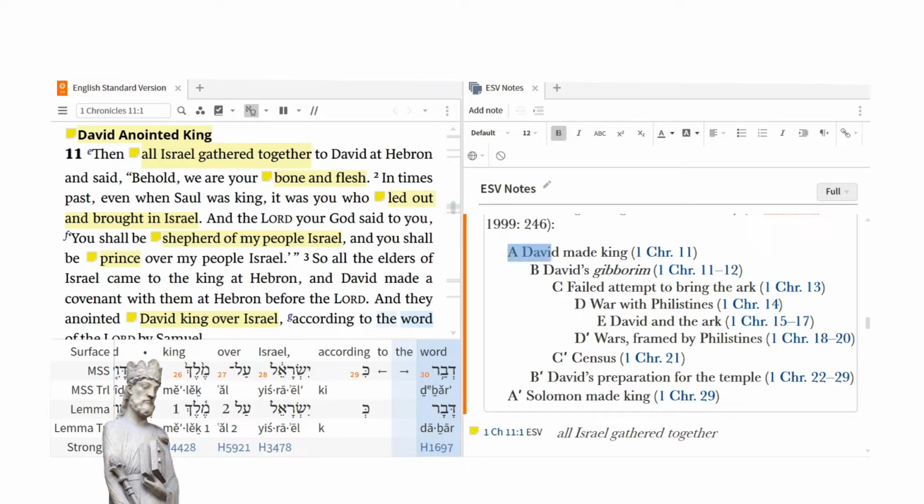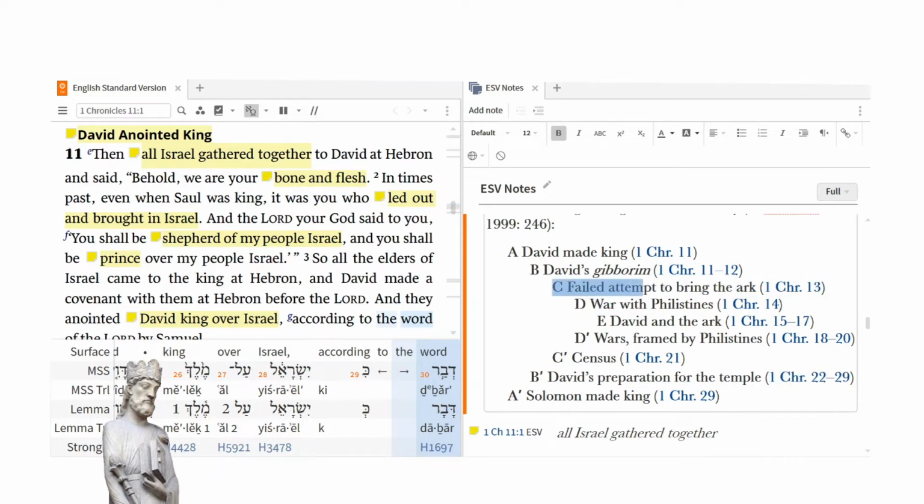So here in A, we have David being made king in chapter 11, and that's mirrored by A prime when Solomon is made king in chapter 29. In B, we have David's Gibborim, his mighty men. These are the people that are going to defect over to David, essentially, in chapters 11 and 12. And B prime, we have David's preparation for the temple. And I don't think that mirrors perfectly well. And this also is 7 chapters, as opposed to the 2 of David's Gibborim. But the rest of it fits in pretty nicely.